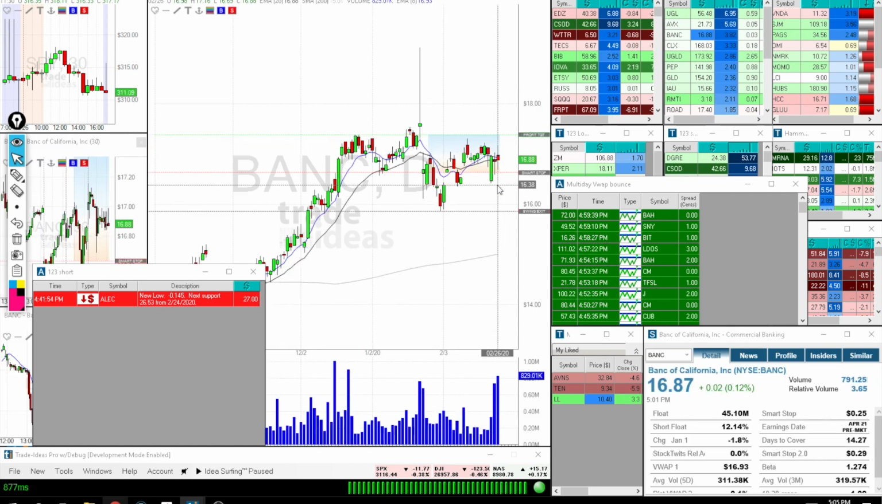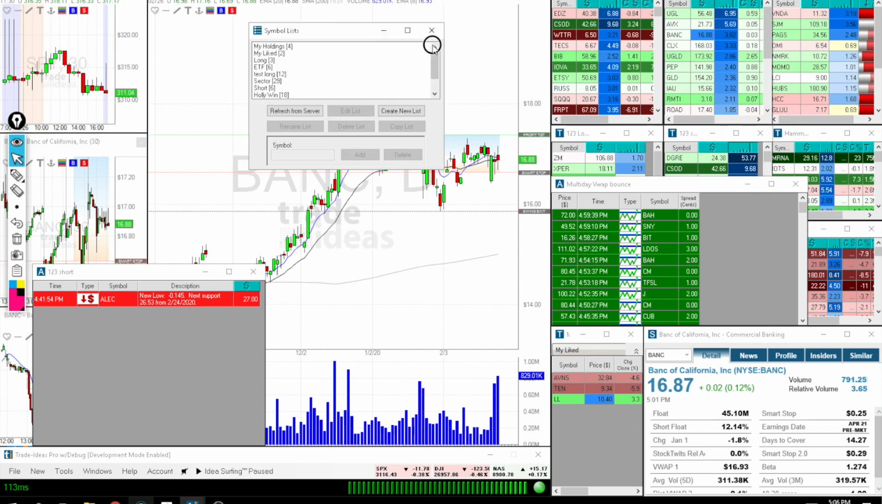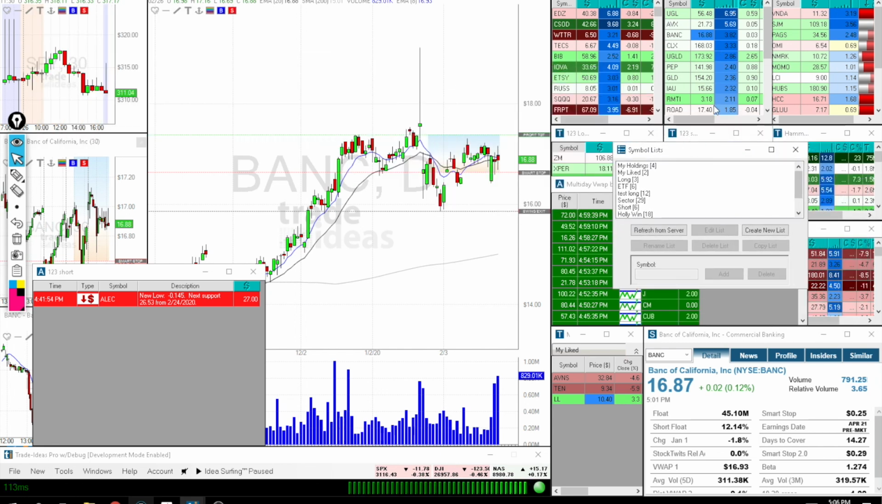So say, for example, I was interested in this BANC, Bank of California, if it broke up above yesterday's high. A couple things I can do there. The easiest one is to just simply go to Tools and Symbol Lists. You can do this within the website as well. And what I usually do is have this open on one screen and the website open on the other. I go in and edit these lists that I call 1, 2, 3 long and 1, 2, 3 short.